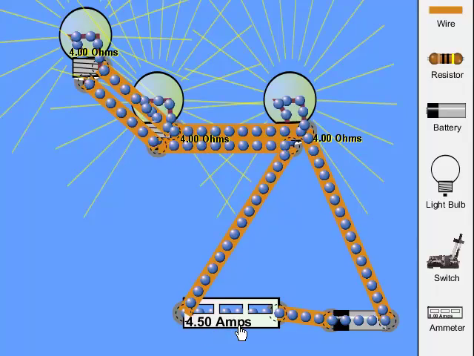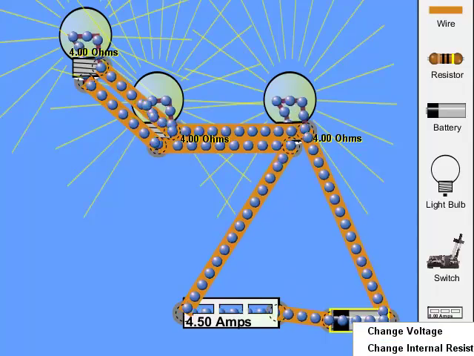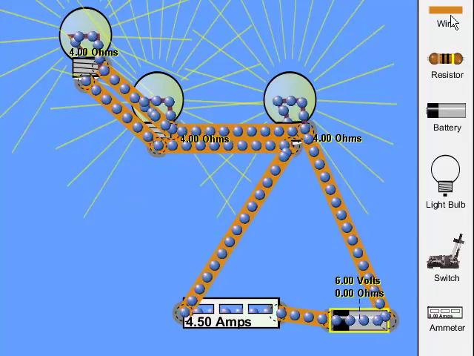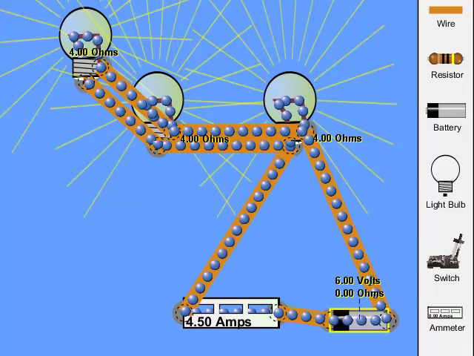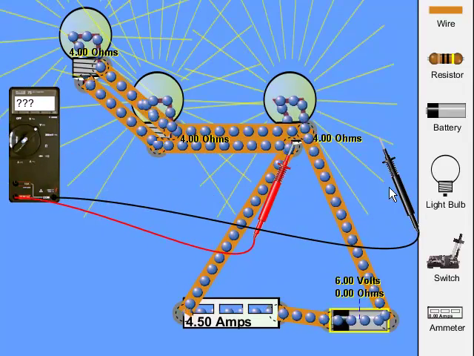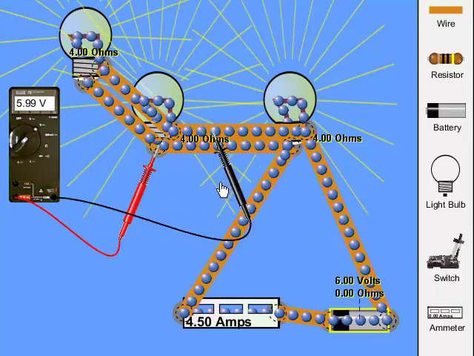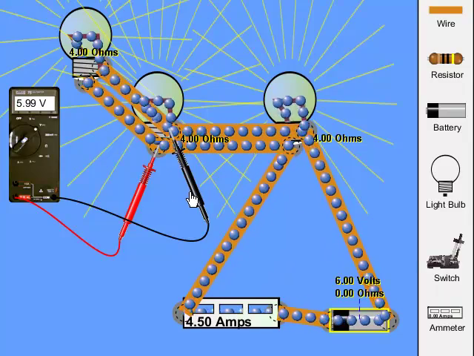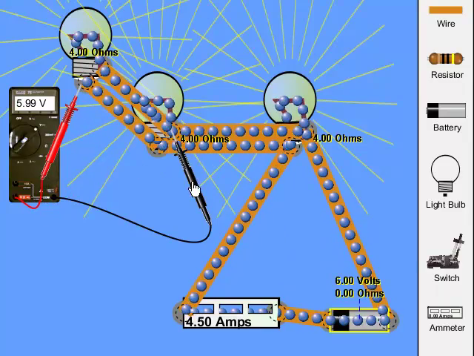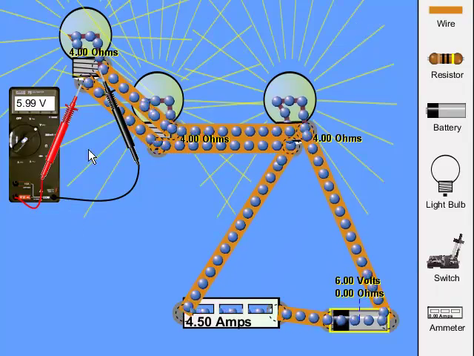What we can see here is the 4.5 amps that was calculated times the 6 volts on this one here is, of course, 27 watts. And then if we, for example, measure the voltage on any one of the 3 lamps, so here we go, 6 volts, 6 volts, alright, 5.99, and 6 volts, or 5.99 rounded to 6 volts.